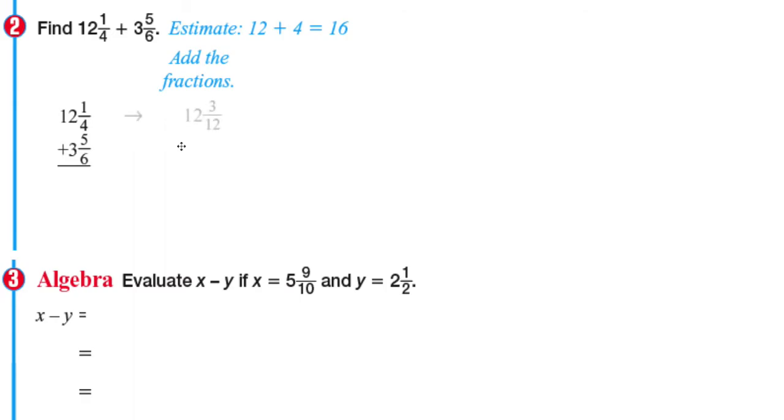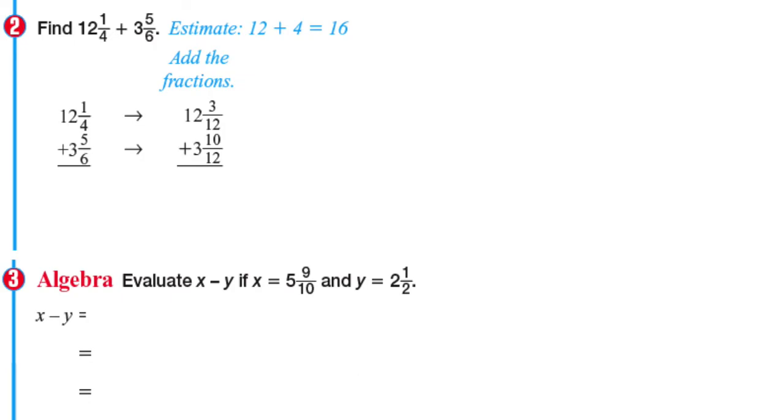So 12 and 1/4 becomes 12 and 3/12, and this becomes 3 and 10 over 12. The reason for this is you want to find the least common denominator of 4 and 6.